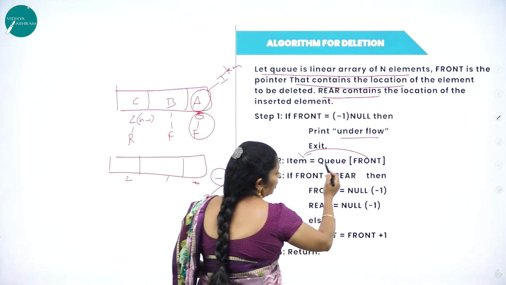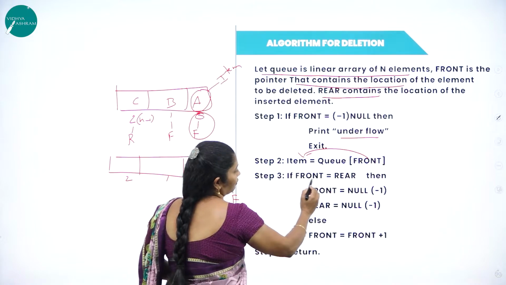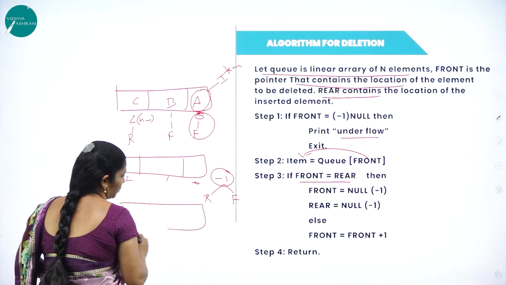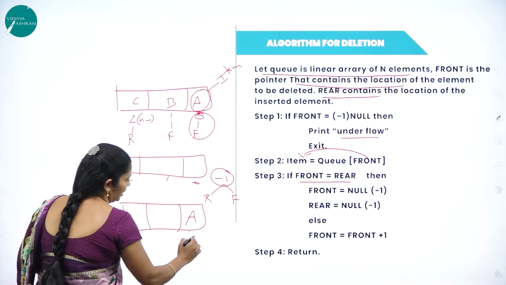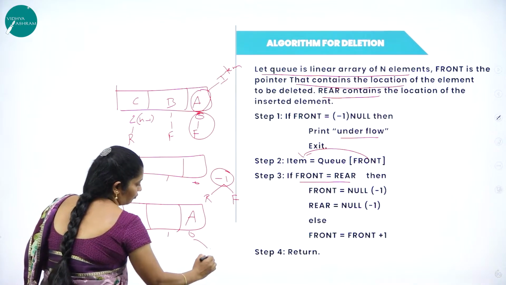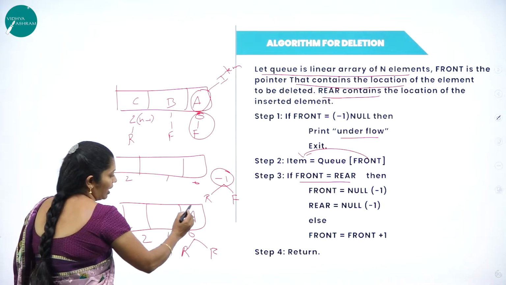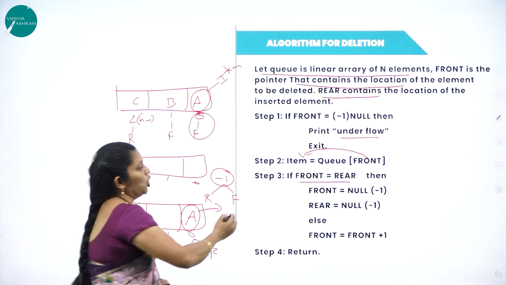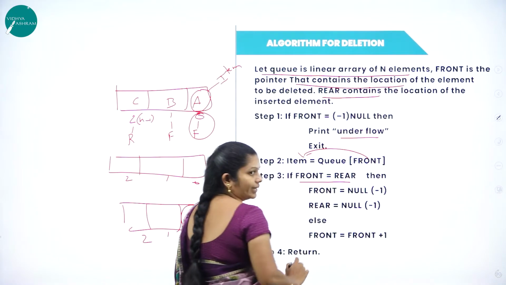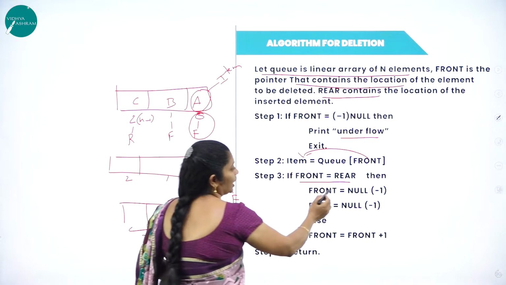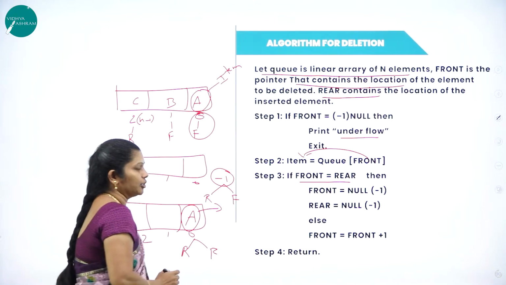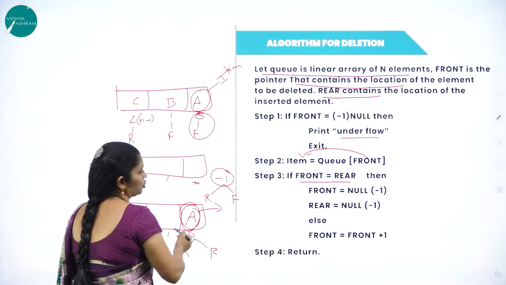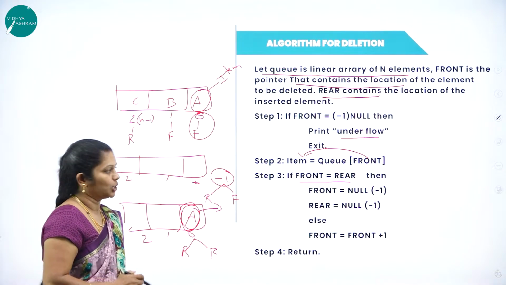Then after removing queue of front to item, if front equals rear, it means for example only one element we have in the queue. Here only one element, 0, 1, 2. This is the front and this is the rear. If I delete this item, now what about the front as well as the rear? Only in that case, if front equals rear, then front equals minus 1, rear is also equal to minus 1. After removing this item, this front is also minus 1, rear is also minus 1.